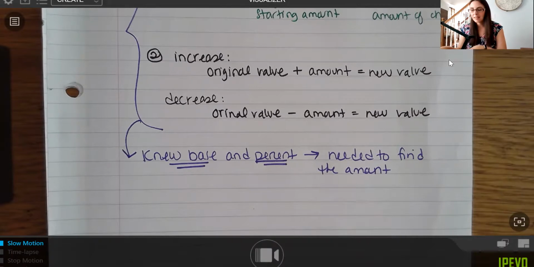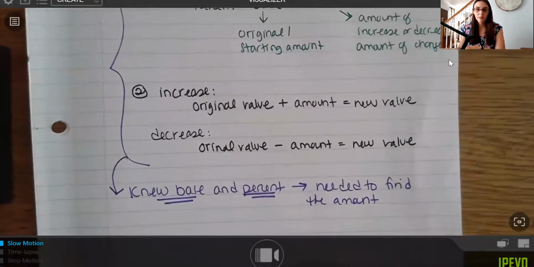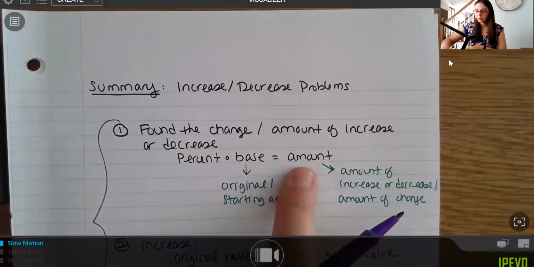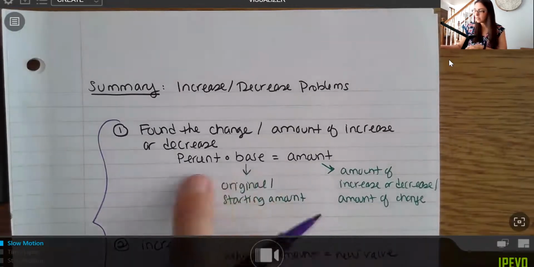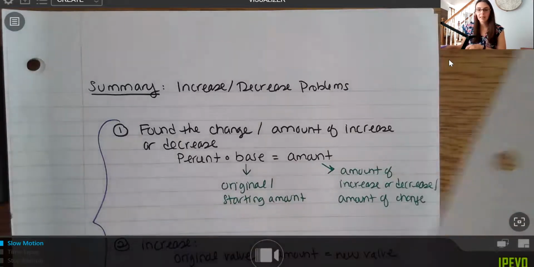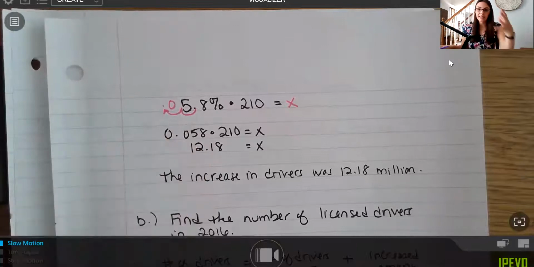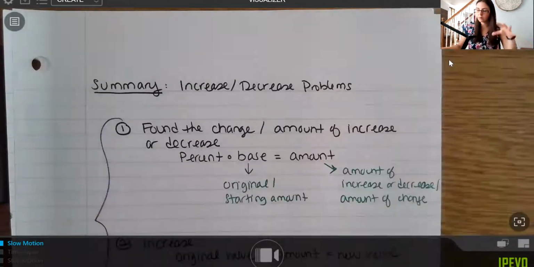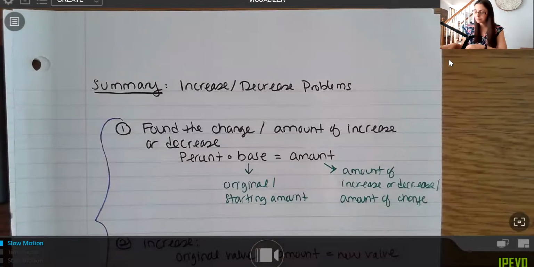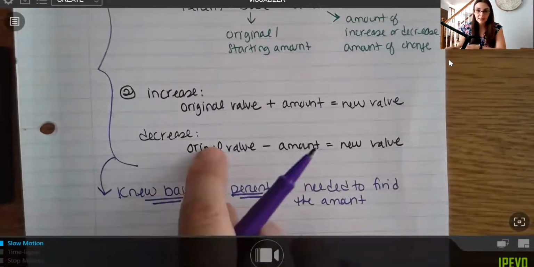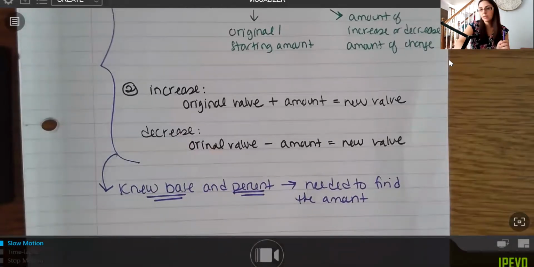So when that's the case, this is how you're going to set up those style problems. We're able to find the amount pretty easily by multiplying the percent and the base. And that's what we did in that last example. And then we were able to, in this case, add, because it's an increase problem, add it to the original starting value. If it was a decrease problem, we would subtract it. So we do see that a lot, particularly if we're doing a percent decrease if an item is on sale, for instance.